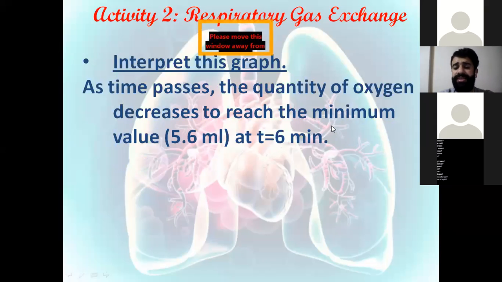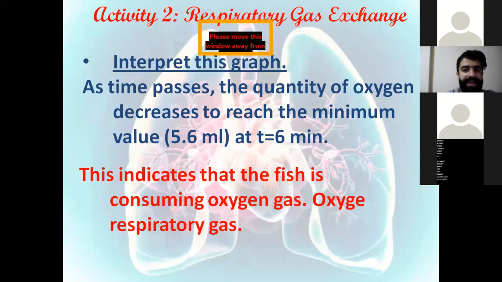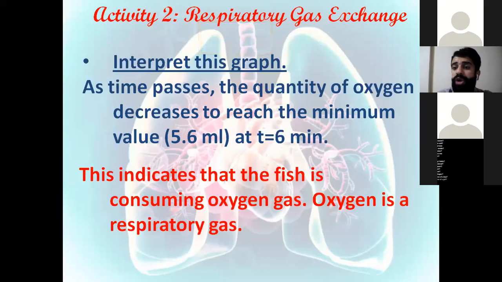So as time passes, the quantity of oxygen decreases to reach the minimum. What is the meaning of minimum? The lowest level, 5.6 after 6 minutes. So what does this indicate? This is interpret, analyze plus indication. So this indicates the fish is consuming oxygen gas. So here we can conclude that whenever it's decreased, oxygen is a respiratory gas.